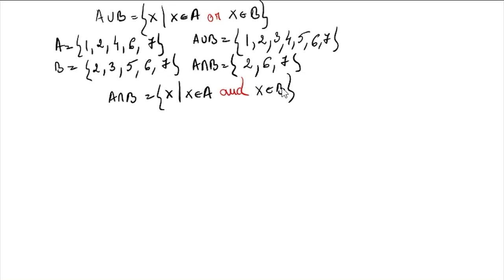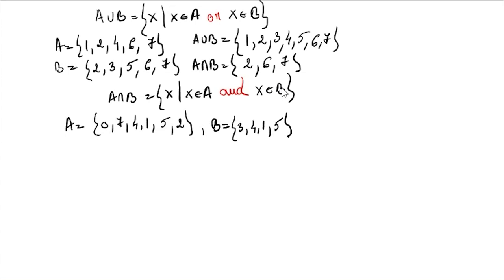Now we are going to take another example, more complex this time, and we have A equals 0, 7, 4, 1, 5, and 2. B equals 3, 4, 1, 5. And also C equals 8, 9, 10, and 0.